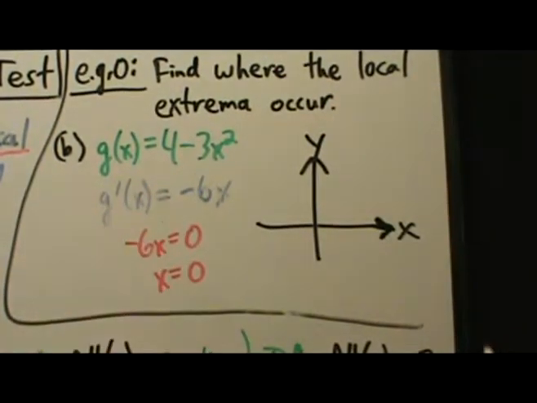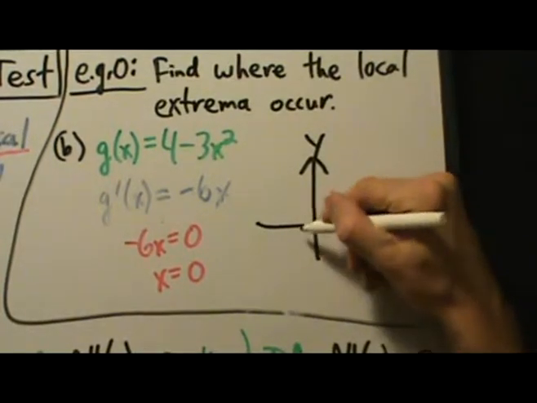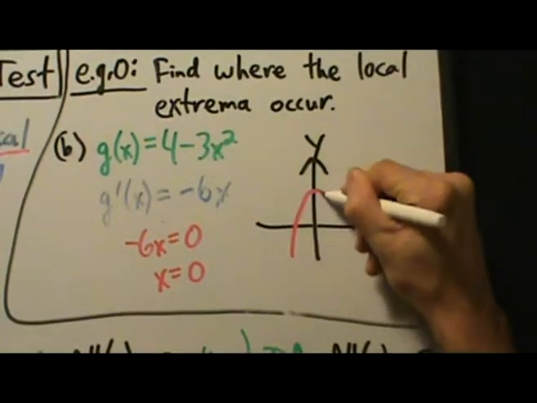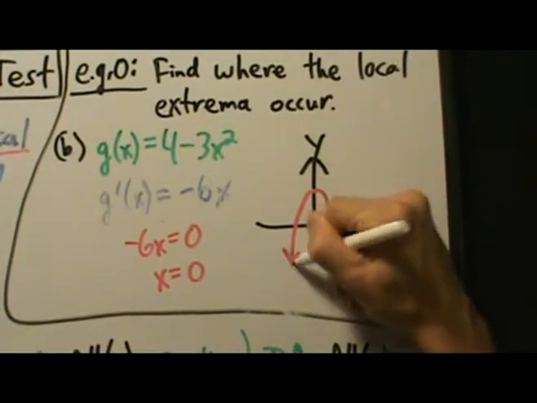So 4 minus 3x squared, so that's a parabola turned upside down, stretched in a little bit, and pushed up 4 units. So that's going to look kind of something like this. Just a rough sketch, could be a lot better.